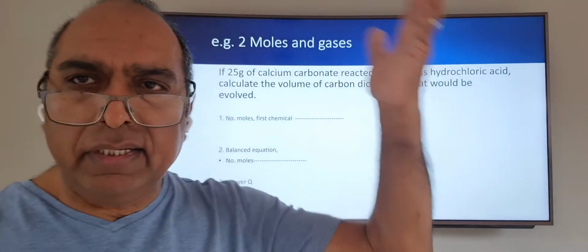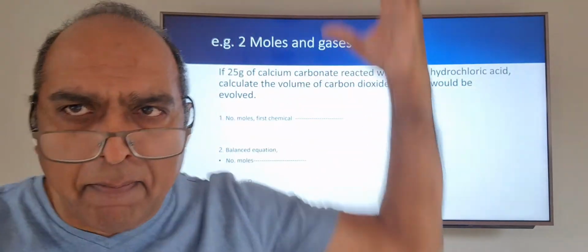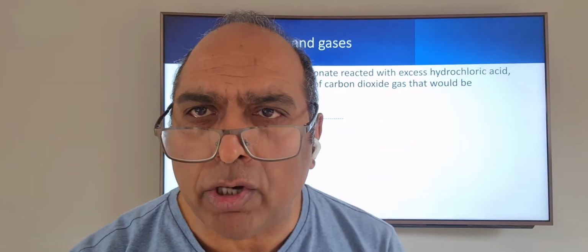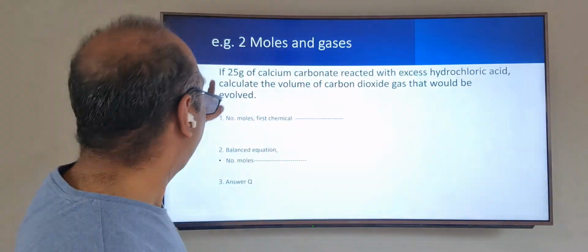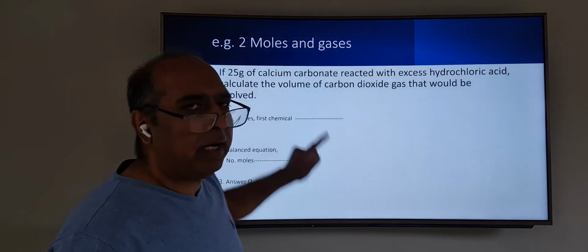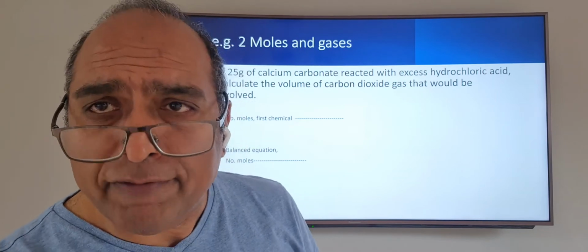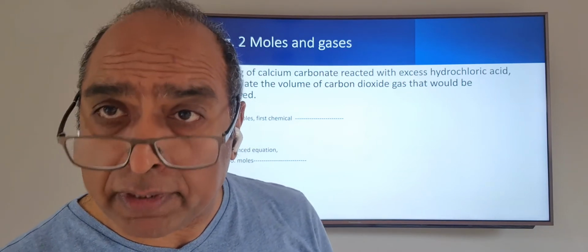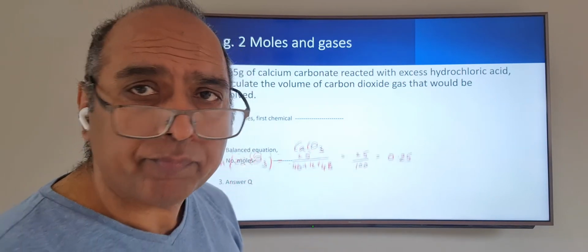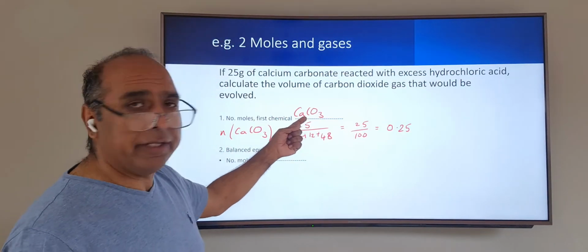So your brain may be a mess, but you focus on what you can work out number of moles of. 25 grams of calcium carbonate. That might be able to work out number of moles there. So 25 grams calcium carbonate, you know the formula of calcium carbonate. CaCO3.